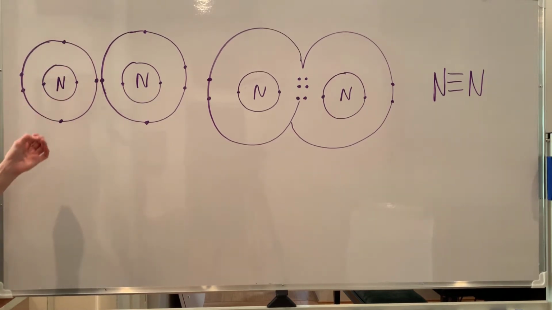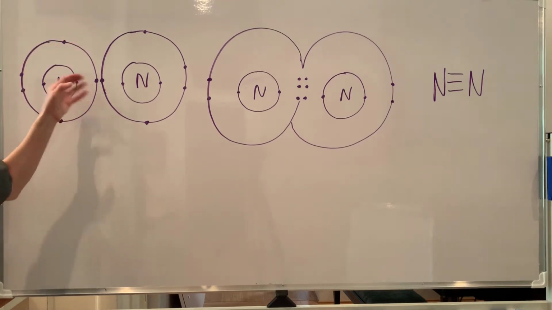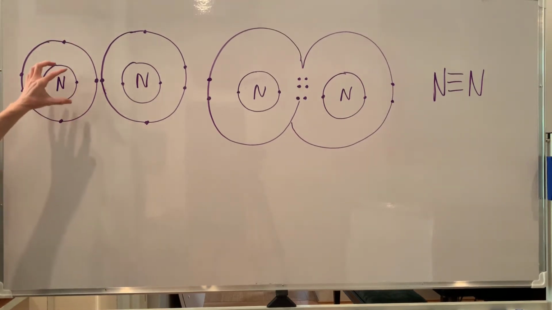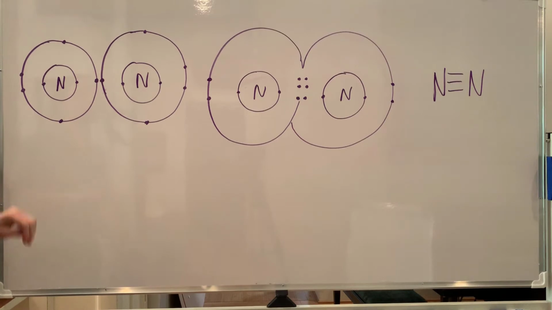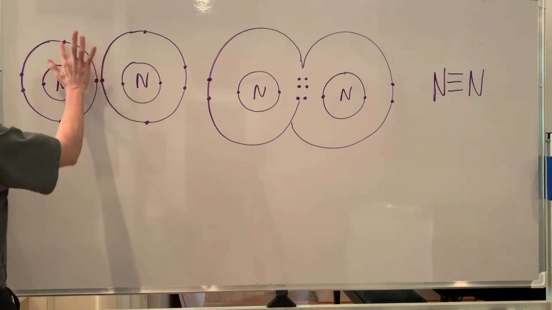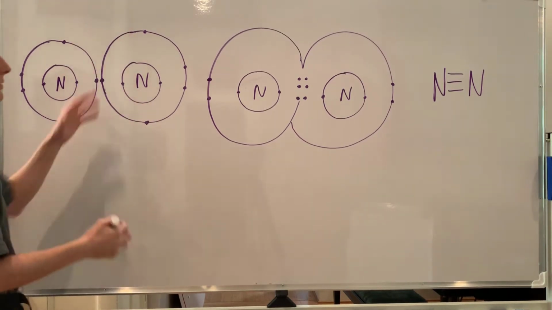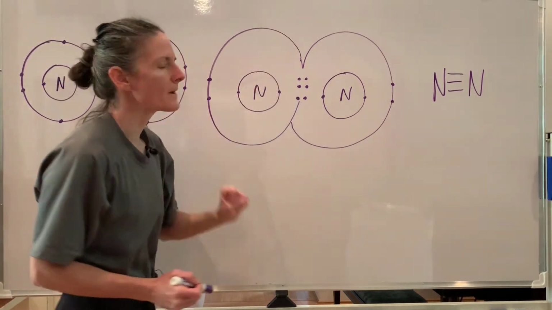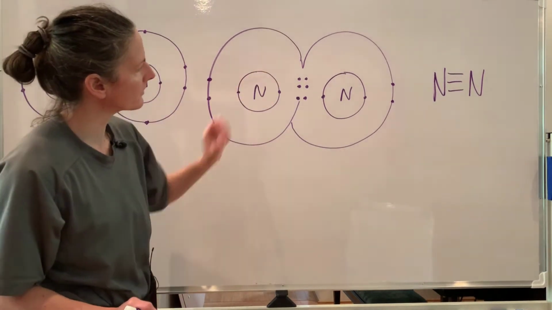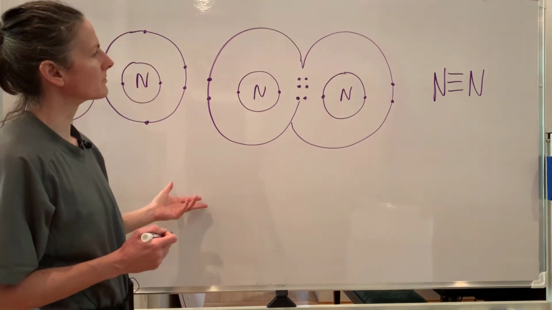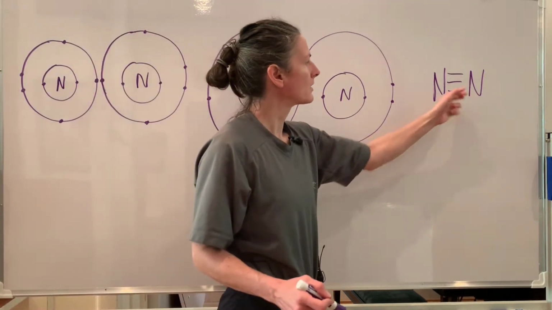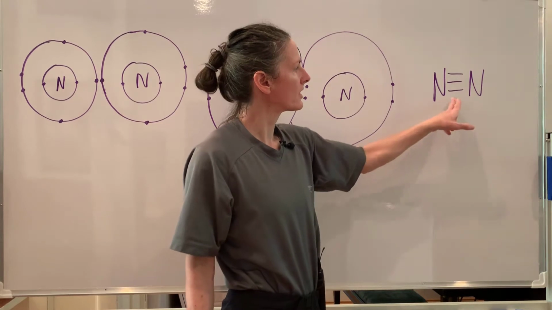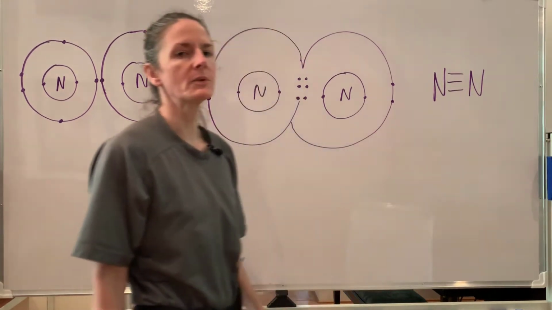So each nitrogen atom can contribute 3 electrons, and we can form 3 pairs of electrons. We can rearrange them like this, and we can have a sharing of 3 pairs of electrons, and that thus forms a triple covalent bond, so that we can abbreviate that as 2 nitrogens with 3 lines between them.